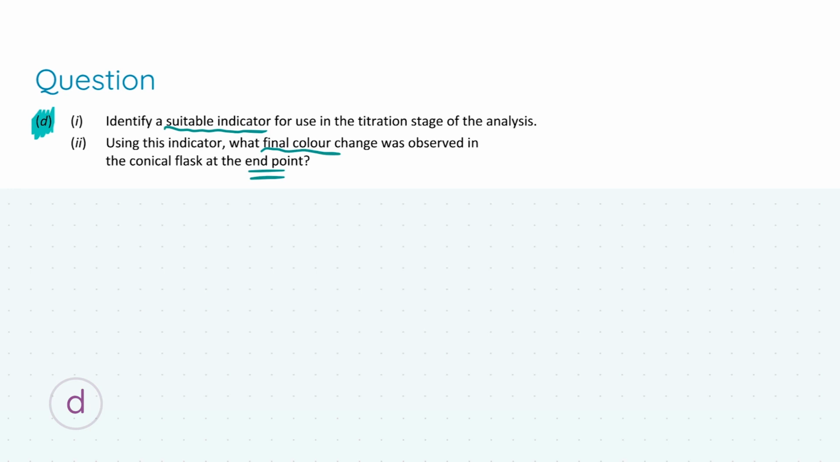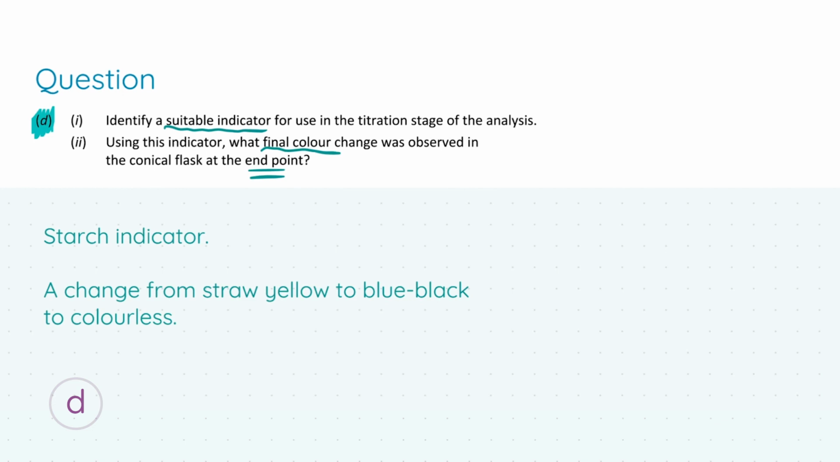So here we have our 2 answers. For part I, the correct suitable indicator that we want to use here is starch indicator, or starch solution also works. And for part 2, the final color change that happens in this titration is that you see a change from this straw yellow to a kind of blue black, and then eventually and finally, should I say, to this colorless as well. So in this case, there was a little bit more of a complex color changing pattern.